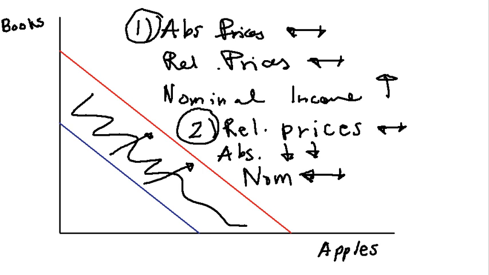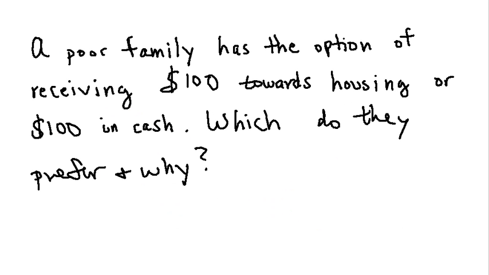Now that we've developed a good understanding of the underlying process in the shift of a budget line, let's try to answer a trickier question using similar analysis. A poor family has the option of receiving $100 towards housing or $100 in cash. Which do they prefer and why? So pause here and try to answer the question on your own using analysis of budget lines.